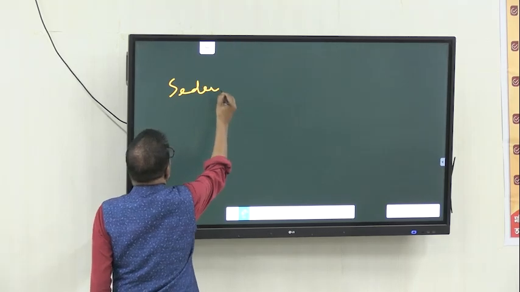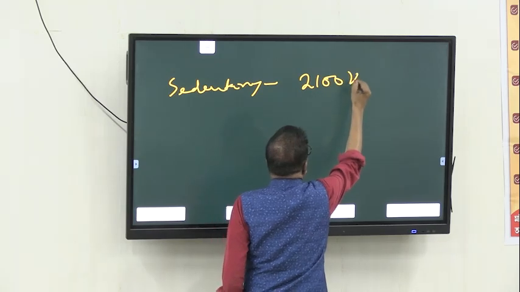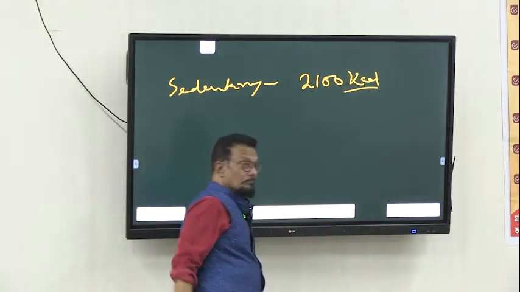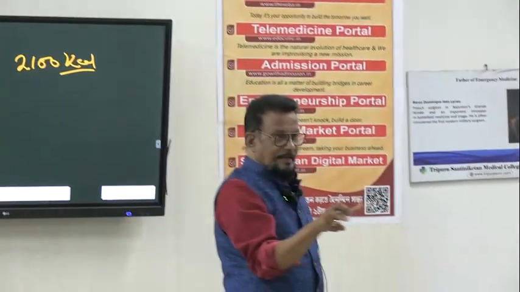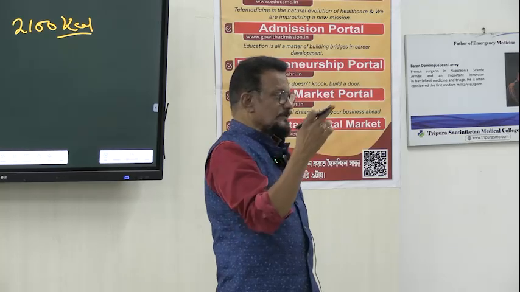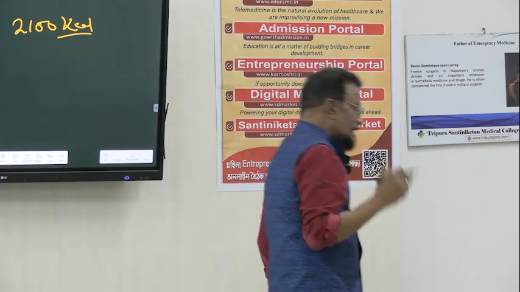For sedentary personnel, one modification came. Actually, these are regulated in India: what you should do, how much you should eat. These guidelines come from NIN, Hyderabad. NIN means National Institute of Nutrition. It works in collaboration with ICMR, Indian Council of Medical Research.